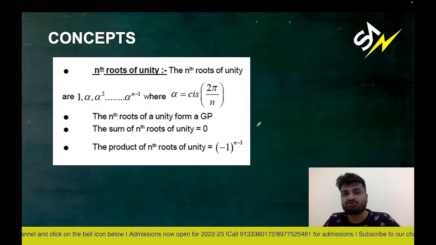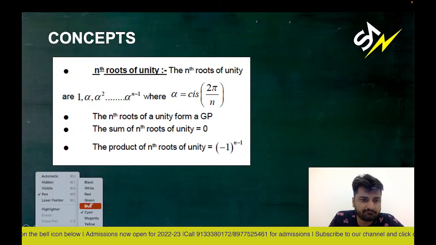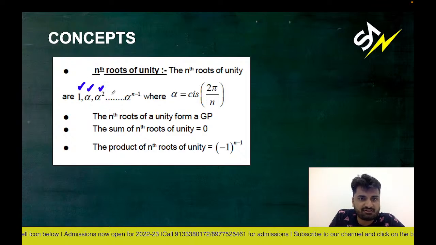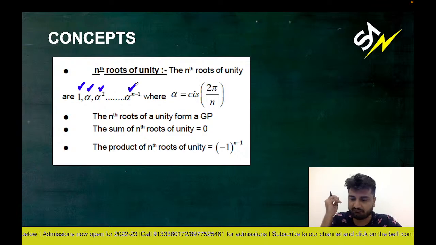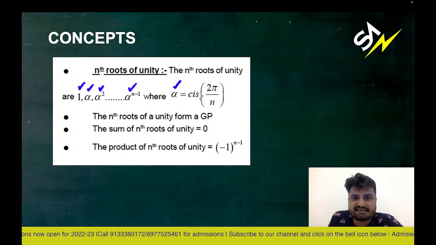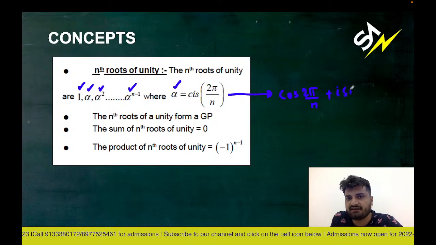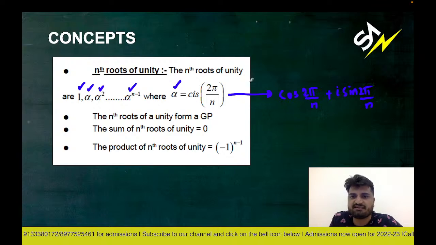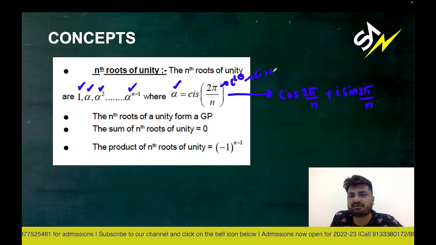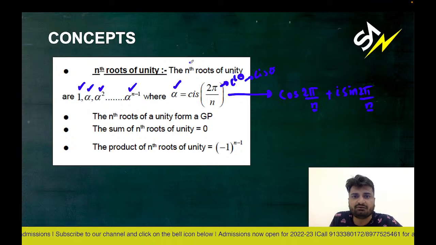Now the next concept is nth roots of unity. Suppose you have roots like 1, alpha, alpha square, alpha cube up to alpha power n minus 1. This alpha is called cis of 2 pi by n. Cis means cos 2 pi by n plus i sin 2 pi by n. So cis theta or e power i theta, all of them are the same, guys. Depending on the value of n, that will be the root.